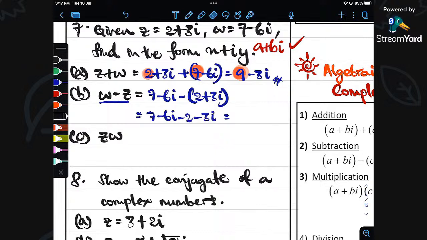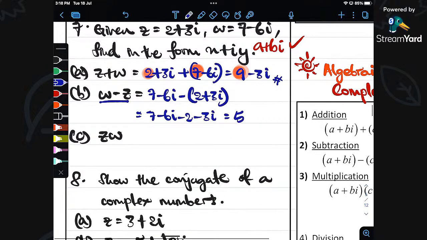Is it right? -5. Good try, Azriana. It's okay if it's wrong or it's correct. It doesn't matter. Okay, let's see the majority of you. What do you get? What do I get here? 5 minus 9i. That is what I got.